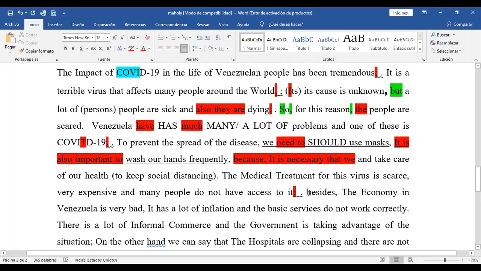Luego ella dice, besides the economy in Venezuela. Porque hablábamos era de medical treatment. Besides, comma. The economy in Venezuela is very bad. ¿Por qué las utilizaste en capital letters here?